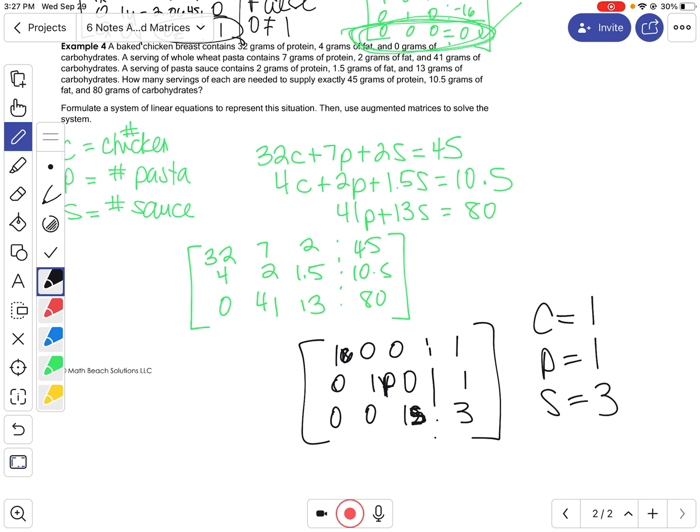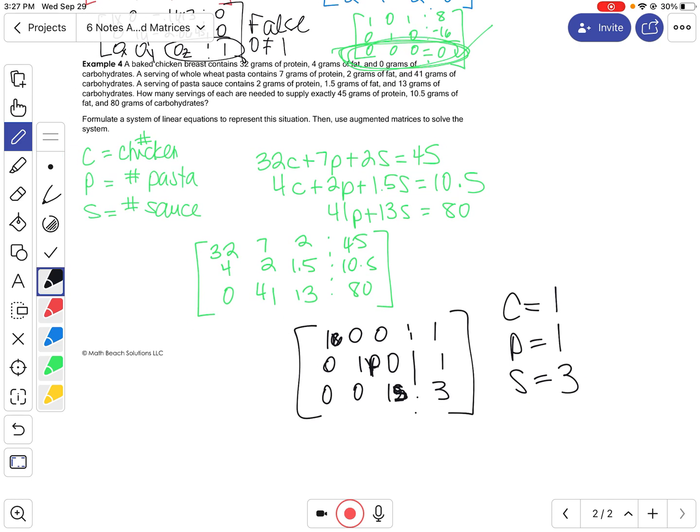So just explain what that means. So there's 1 serving of the chicken breast, 1 serving of the pasta, and 3 servings of your sauce.